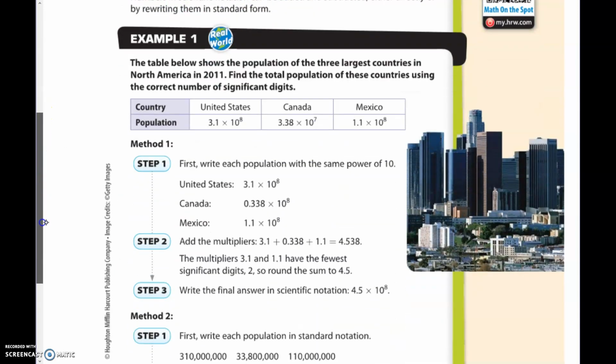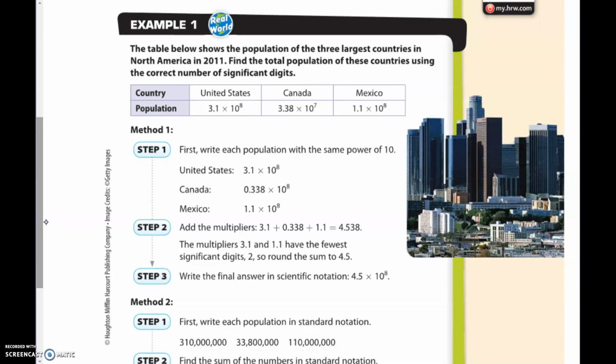If we look at this example down here, the table shows the 3 largest countries' populations in North America. This data goes back to 2011, so it's not quite as accurate today in 2020, but we're finding the total population. If we want to find the total population of these 3 countries, what operation are we going to do? Add, subtract, multiply, or divide? Total means that we are going to add these 3 numbers together: the United States, Canada, and Mexico.